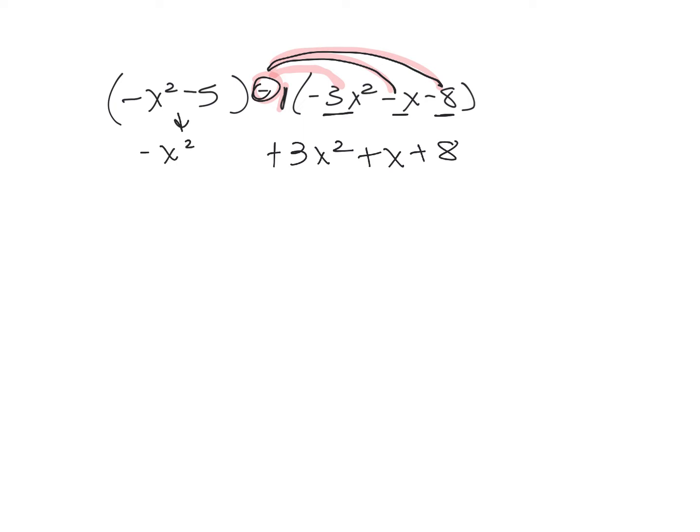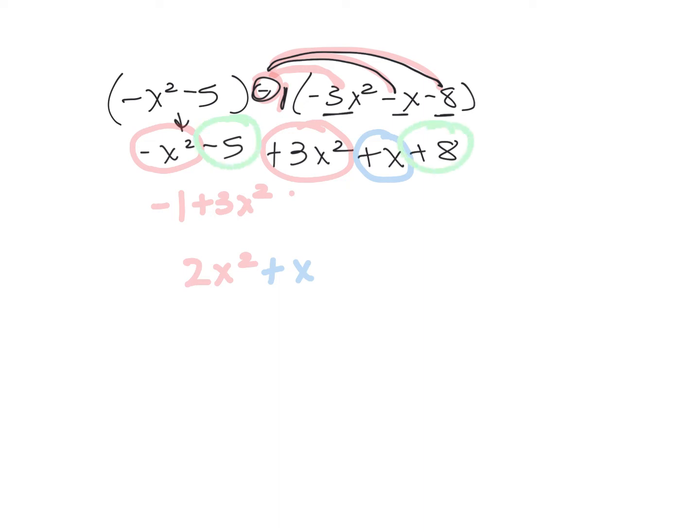So we have negative x squared minus 5. And now we're going to combine like terms. We're going to go down the list. I have a negative x squared and a positive 3x squared, so we have -1 plus 3x squared. Remember we keep that x squared, so we get 2x squared. Then I have an x. I don't combine another x with anything, so that just becomes plus x. And now I have a -5 and a positive 8, so -5 plus 8. So I get a positive 3, and that is your answer.